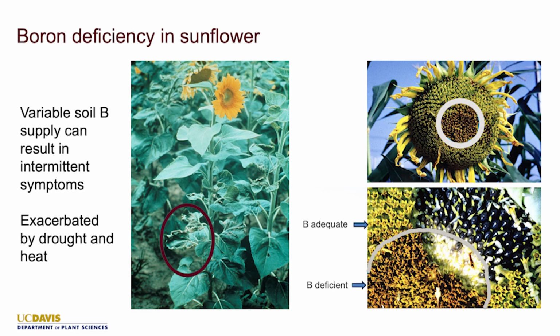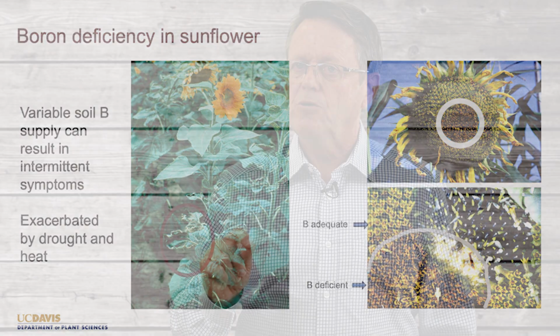If you look at the sunflower on the top right and the one below it, we can see also that imposition of a boron deficiency, again through drought, results in the individual flowers of the sunflower head not setting seed. It tells you that variable soil boron supply can result in very intermittent symptoms, and depending when they occur, this can be super important. Also, it shows you how these things can be exacerbated by drought and heat, which compromise water uptake.